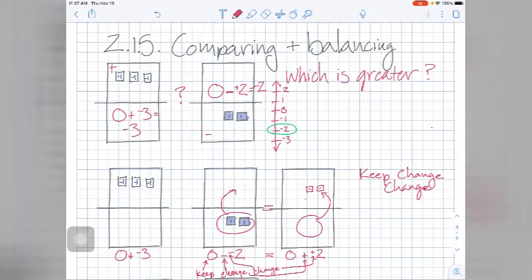And anyway, it might seem easier to see now that -3 is further negative than -2. So sometimes if you're having trouble, you can use keep, change, change to help you.